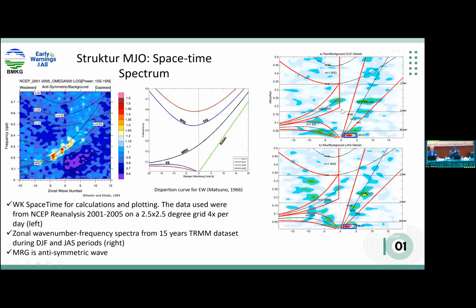This is the zonal wave number and frequency spectra from the 15 years dataset, for the RAC one. In our research, we try to split the zonal wave number frequency spectrum into two periods. The upper panel is for boreal winter, and the lower panel is for boreal summer. This covers the whole globe. We see here that both boreal winter and boreal summer show a significant signal for MRG. And as I said before, MRG is an antisymmetric wave.